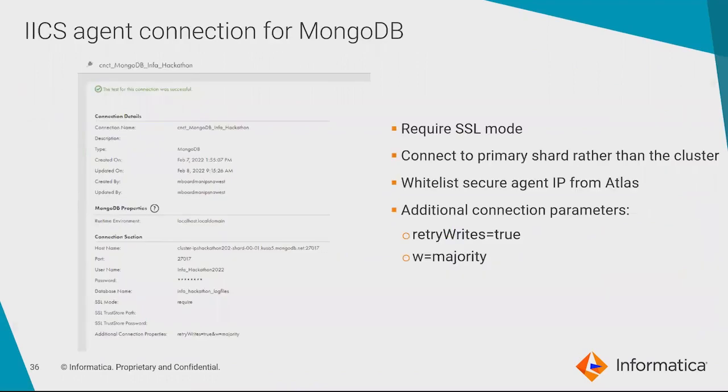We do have a connector for MongoDB in Informatica, so Informatica can connect to this natively. You can see this is a connector that we used on the left. A couple of things I learned about this connector is that it does require SSL mode. You can see that switched on here in this flag. We want to connect to the primary shard rather than the cluster of all three. So that's important to know. It needs to connect to a particular host.